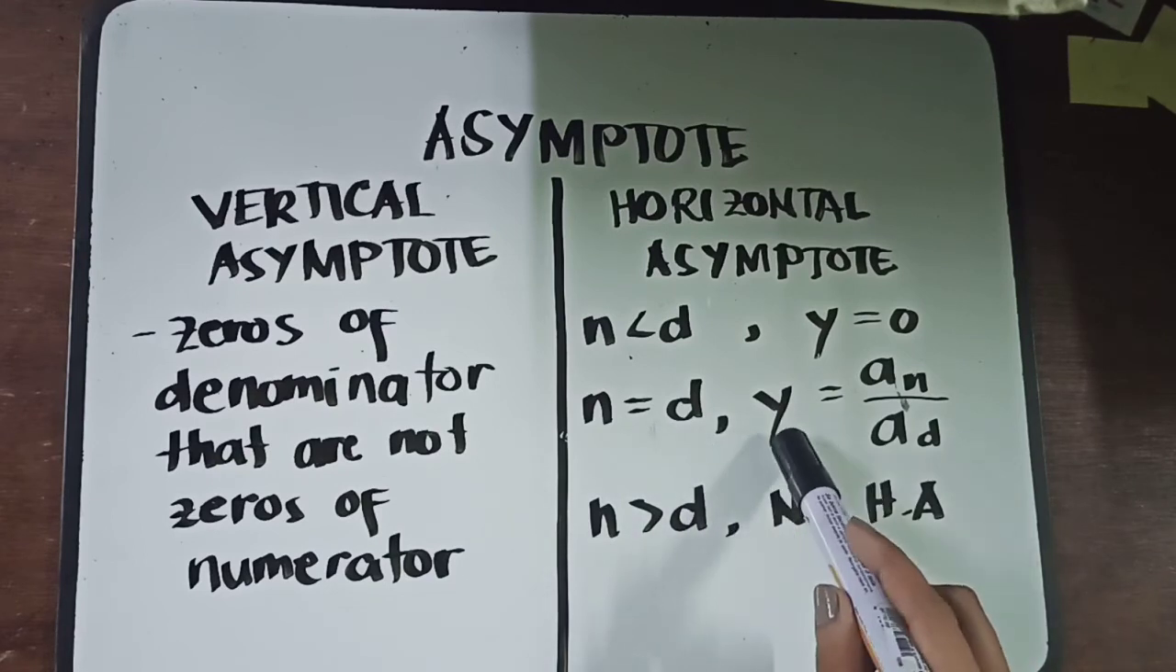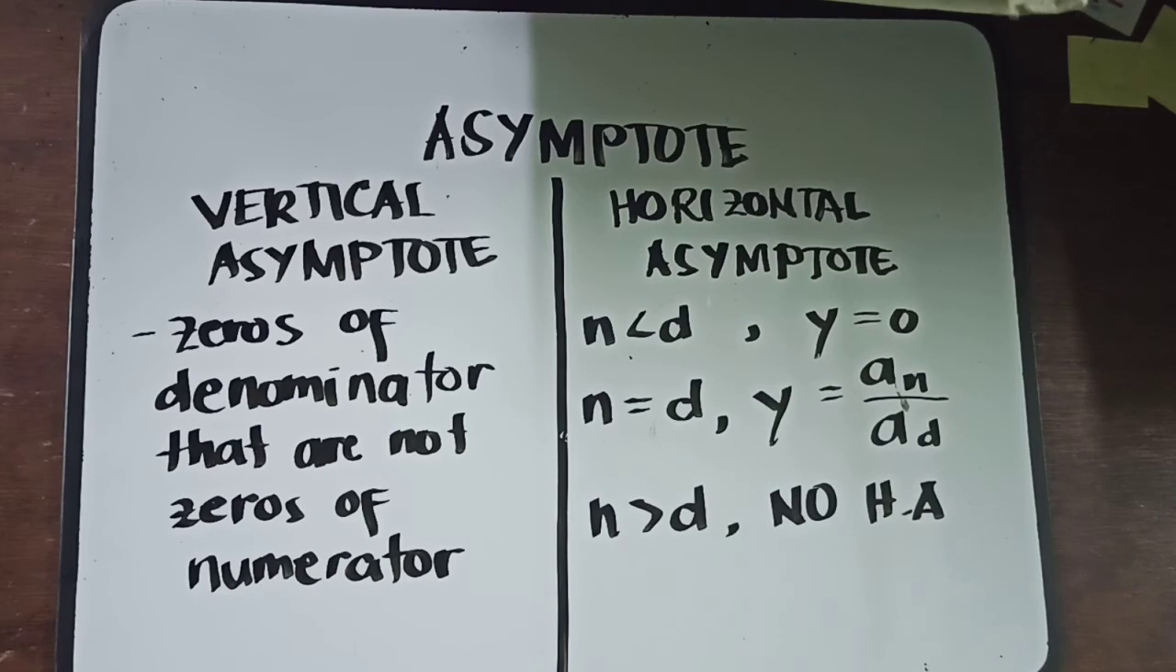Kapag naman ang degree or exponent ni numerator is equal to the degree of the denominator, then your horizontal asymptote is the ratio of the leading coefficient ni numerator over the leading coefficient of the denominator. So again, kapag ang degree ni numerator ay equal sa degree ng denominator, your y is equal to the leading coefficient of the numerator or a sub n over the leading coefficient of the denominator or your a sub d.